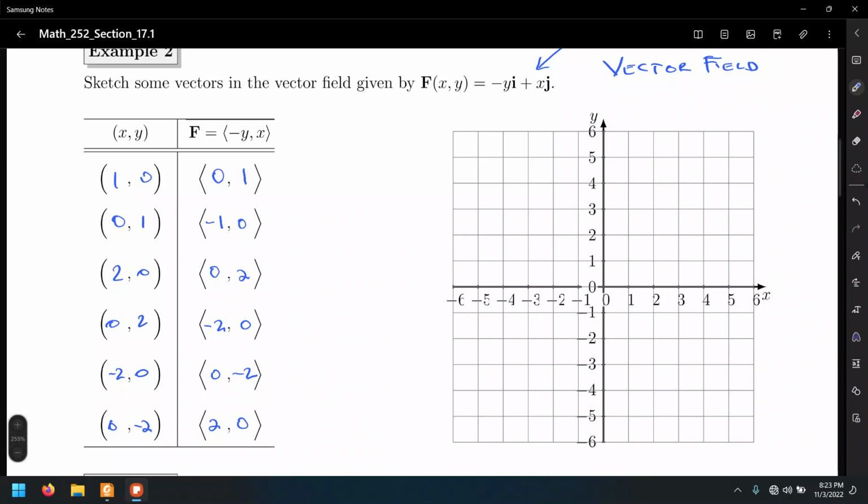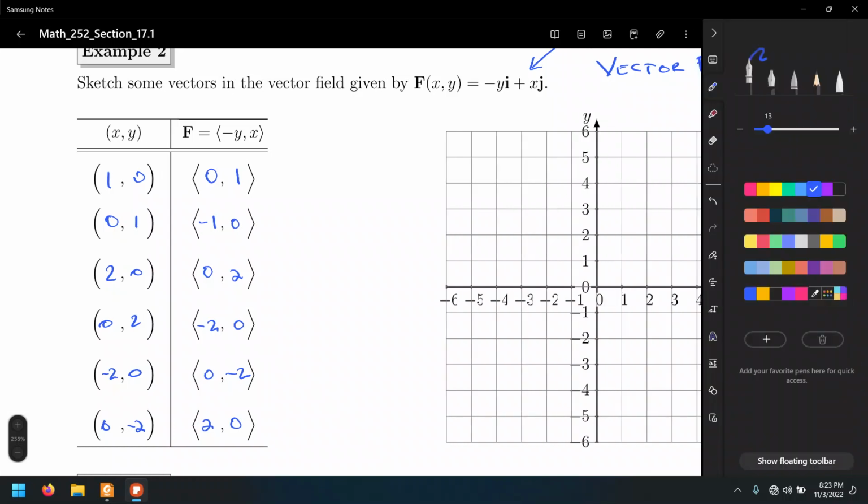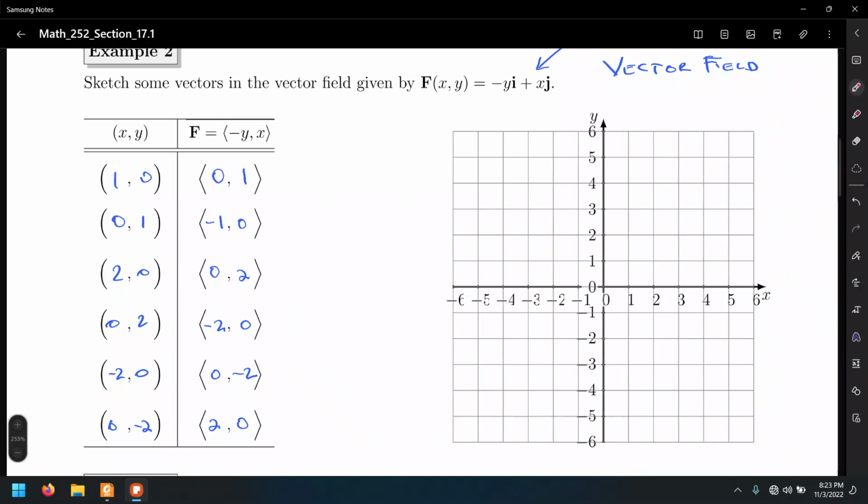So let's plot some points. So let's go to the point (1, 0). For the point (1, 0), that's this point, I'm going to draw the vector (0, 1). So that is 0 in the x direction, 1 in the vertical direction. Right? See how it changes this time? What's the next vector? For the point (0, 1), which is this point, that's the initial point for the vector (-1, 0).